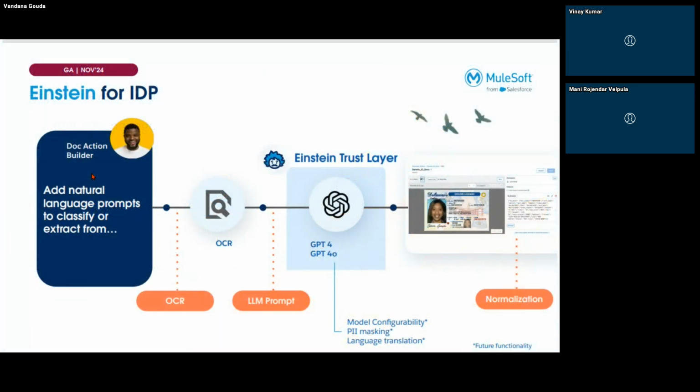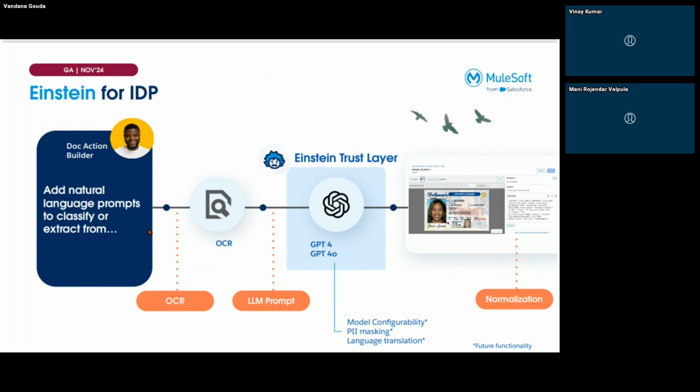We'll see a quick diagram of how Einstein for IDP will work. You can add your own natural language prompts, maybe for a driving license with the date of birth, where we can calculate the age, as I already said. It's not just extracting information like IDP, it's also giving a logical result out of it.